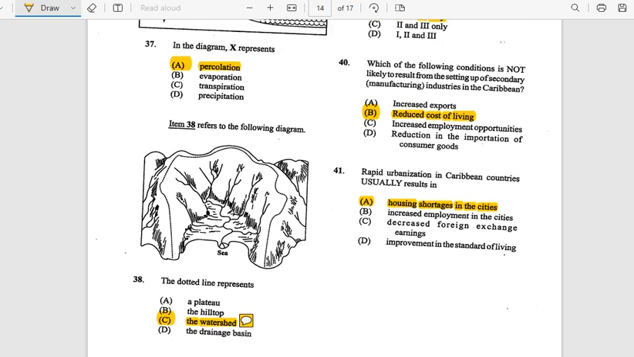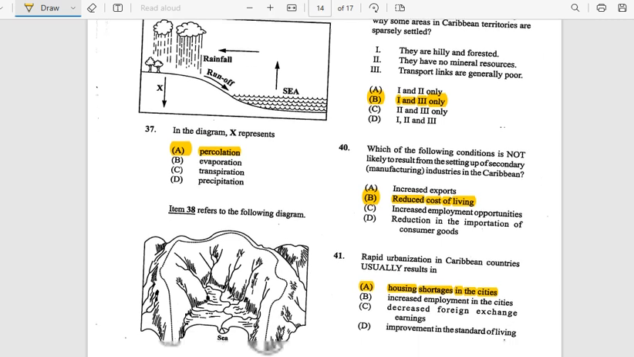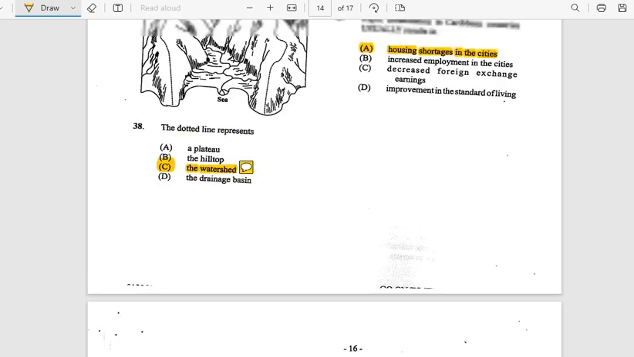Watershed. Alright, number 39. Which of the following statements may explain why areas in Caribbean territory are sparsely settled? And I think this one is a repeat as well. They are hilly and forested, and transport links are generally poor. This one is a repeat question as well, guys. Alright, number 40. Which of the following conditions is not likely to result from secondary manufacturing industry in the Caribbean? And it has to do with reducing the cost of living.